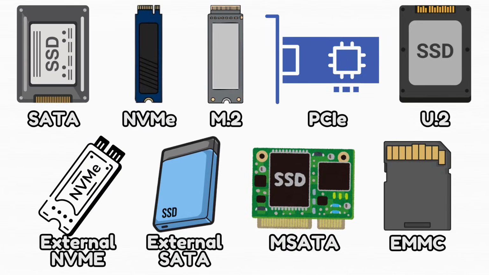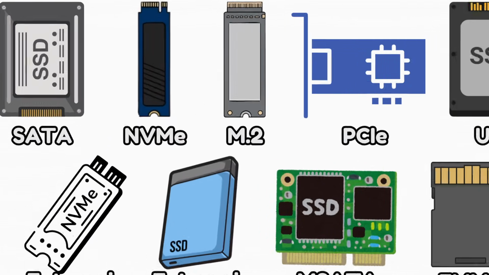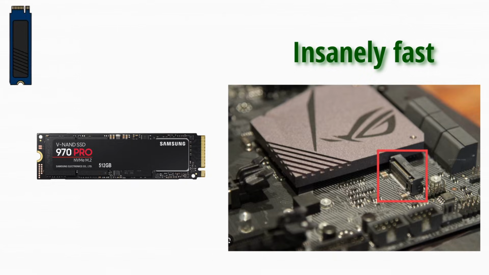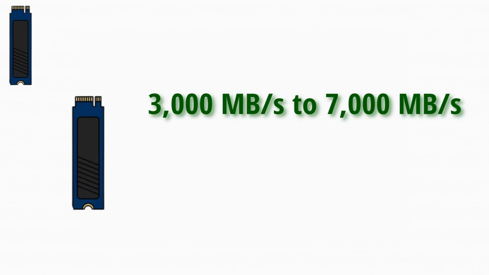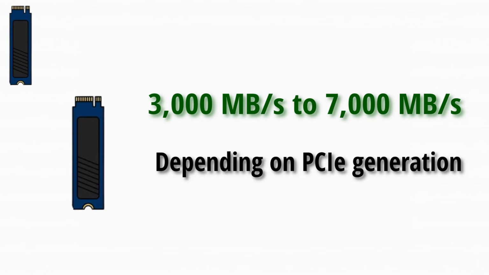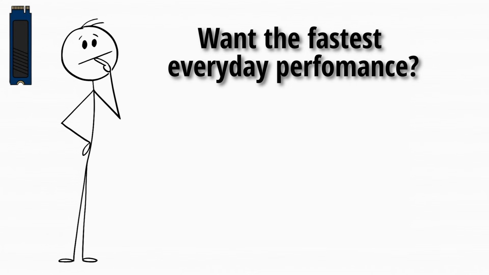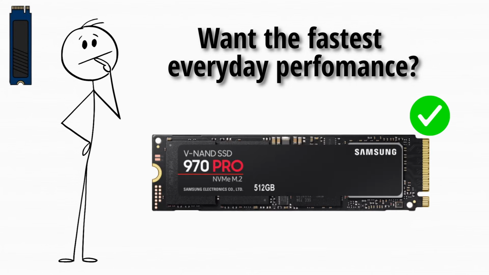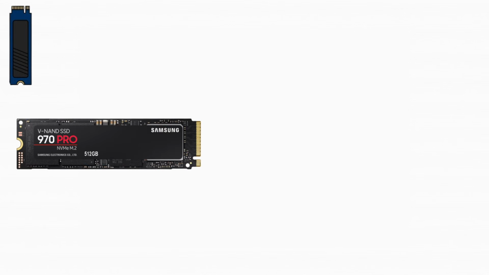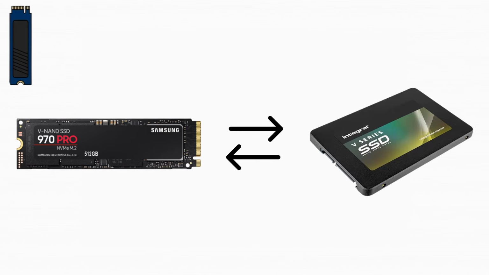Next on the list is the NVMe SSD. NVMe drives are where things get serious. These are insanely fast because they use the PCIe lanes on your motherboard, which is basically the highway of your computer. Speeds range from 3000 megabytes per second to 7000 megabytes per second or more, depending on PCIe generation. If you want the fastest everyday performance, NVMe is the drive you're looking for. Once you've used NVMe, going back to SATA feels like downgrading from a Tesla to a bicycle.